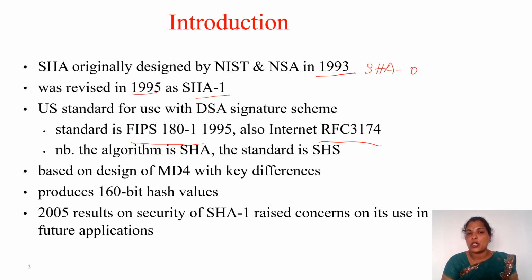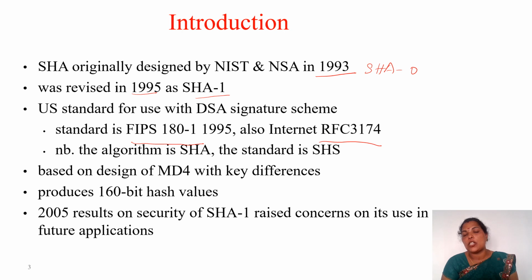SHA is based on MD4 with some differences. MD4 means message digest 4. Now we also have MD5, that is message digest 5. So SHA as well as MD4 or MD5 are hash algorithms only. These are very famous hash algorithms. SHA is based on MD4 with some differences, and SHA produces a 160-bit hash value.